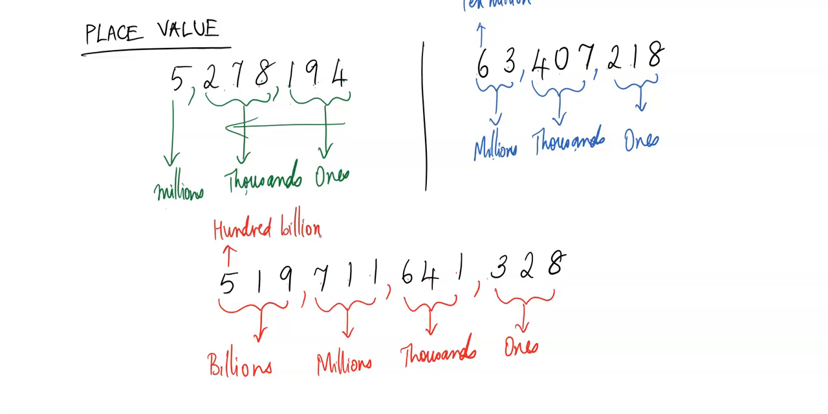Okay, I keep calling them the groups, but the technical name for that is period. Each period has 3 positions in them, right? So we'll just use the word groups. It's a lot easier.